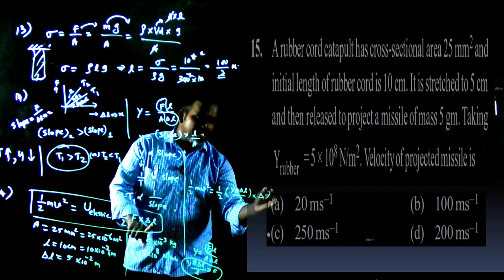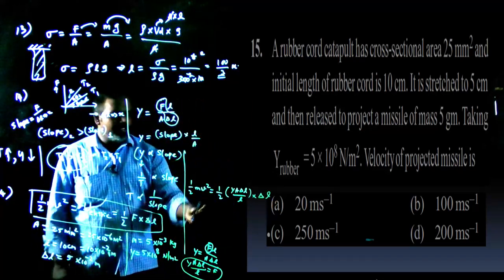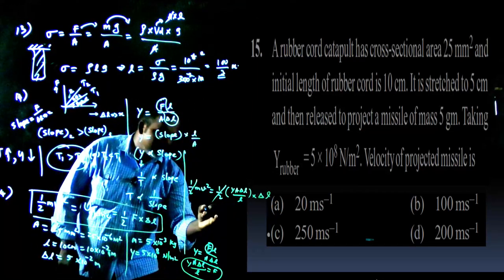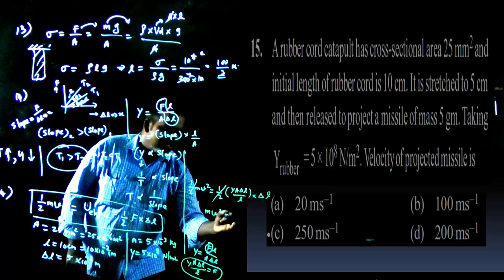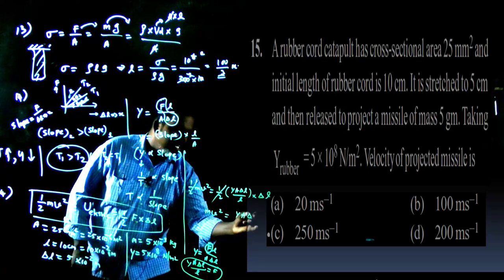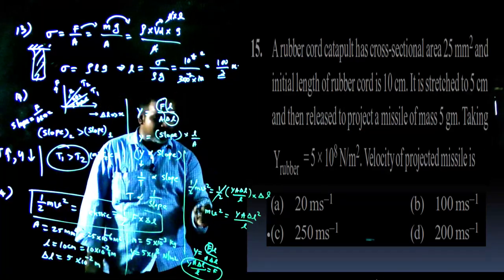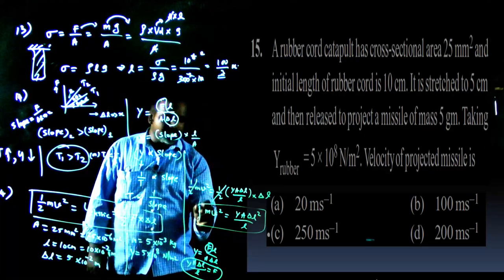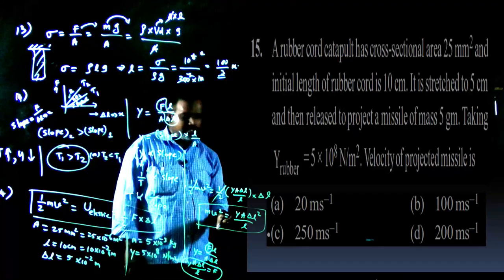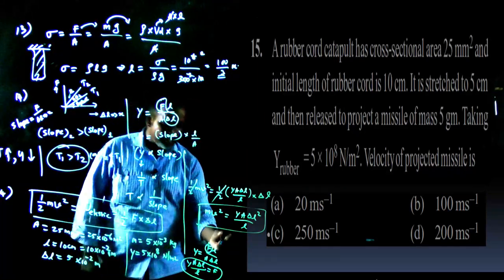So this is the delta L that is given. For the given problem, the halves get cancelled out, so m v square is equal to Y A delta L square divided by L. This is the final result we need for the problem. Therefore, substitute the values.